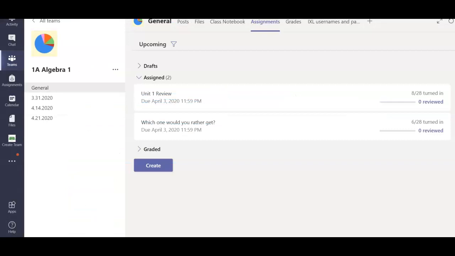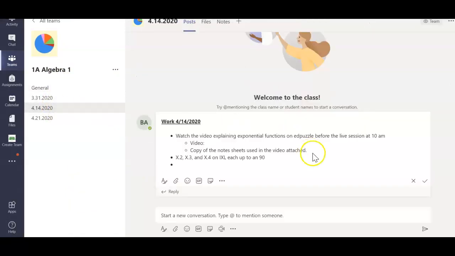So these are the couple things that you need to do. Just check right here. We're going to get each of these up to a 90. And then there is a short quiz, just let me see how you're doing, that you'll upload.